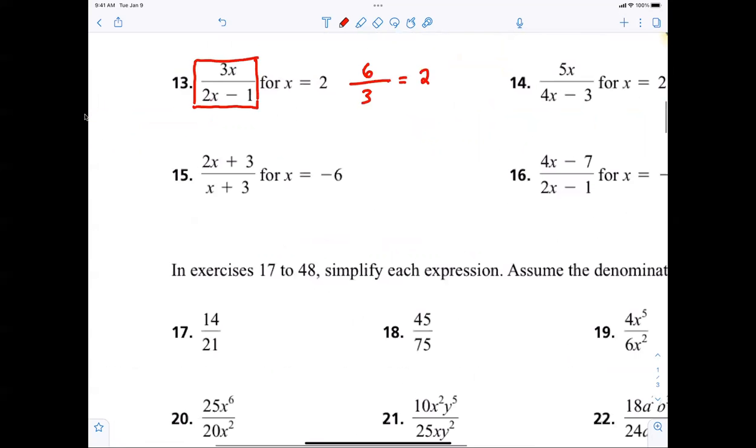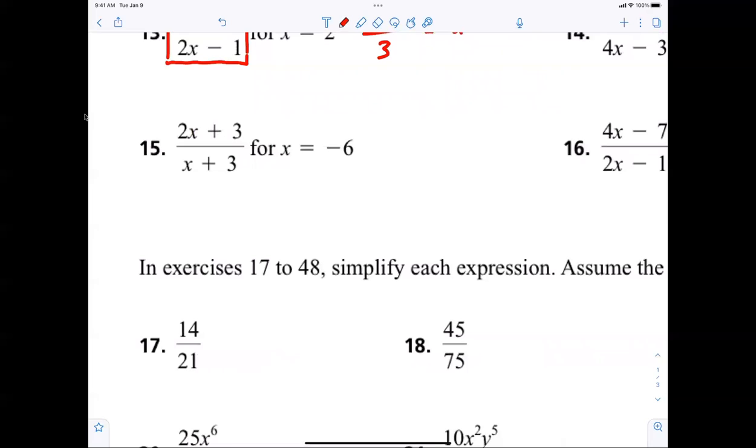All right, let's check out 15. Now you got to be a little bit more careful because there's negatives. So if I plug -6 on the top, everybody should be able to do the mental math there, and we get what? -9. Then I plug -6 on the bottom, it becomes -3. So that just is what? 3. Easy as that. Nothing to it.